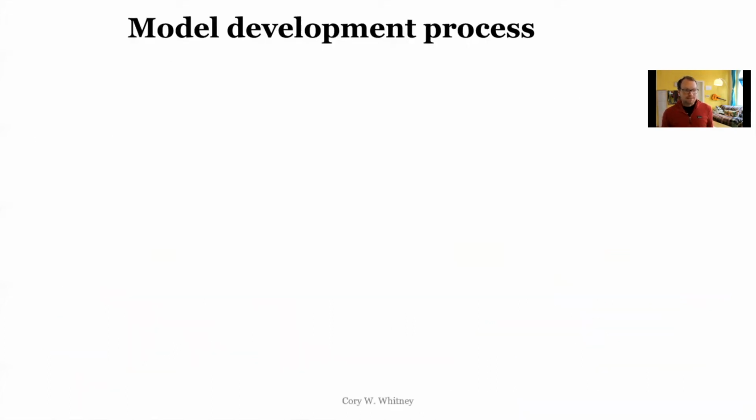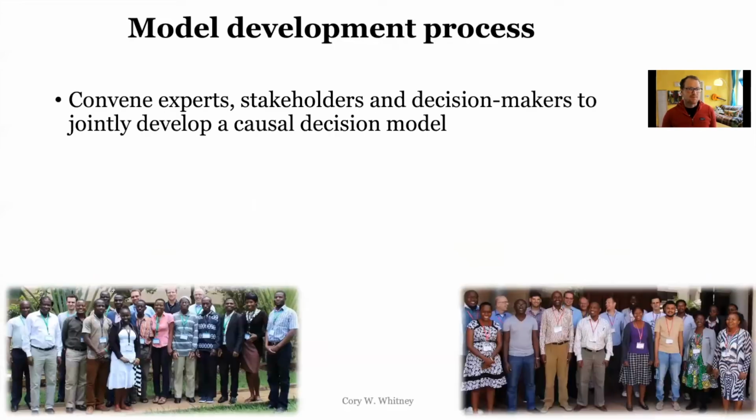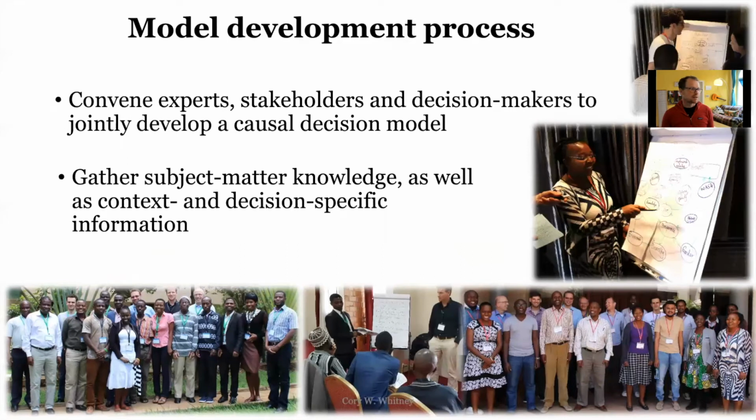So how do we do this? Well, simply put, we convene experts, stakeholders, and decision makers to jointly develop a causal decision model. And we gather subject matter knowledge, as well as context and decision-specific information. So we try to learn everything we can from these experts. And experts here means those who know about the system. So it doesn't necessarily mean they have to be academics or otherwise have a high level of education. If they know about the system, then that's the expert we need for this process. We'll hear more about this soon from our other colleagues about this process and about convening and identifying these experts.